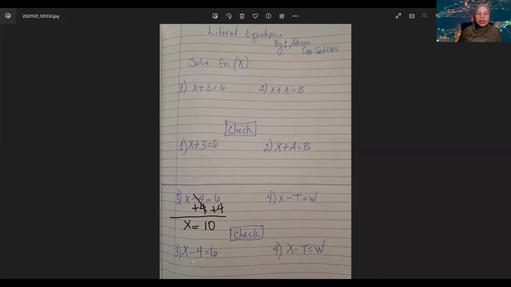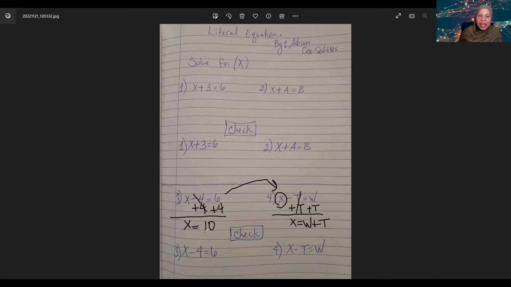Okay, so we do the same thing. You come over here, and you're trying to get the x by itself. You can isolate the x. You can add t to both sides. The t's cancel out. You get x equals w plus t. And that's the answer. x equals w plus t. It looks kind of crazy, but that is the answer.